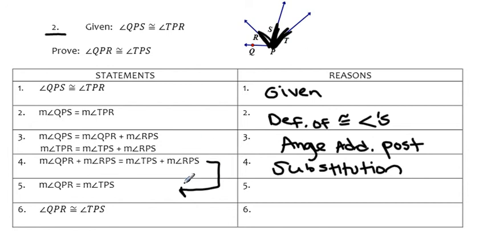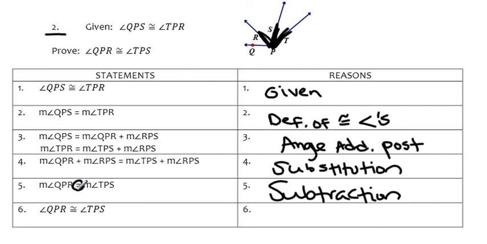From step 4 to step 5, QPR stays the same, RPS is gone. TPS stays the same, RPS is gone. Well, the property that allows us to subtract the same thing from both sides of an equation is the subtraction property. And then finally, the equal sign changes to a congruent symbol. That's the same thing as when a congruent symbol changes to an equal sign. That's the definition of congruent angles, which says that angles with equal measure are congruent.